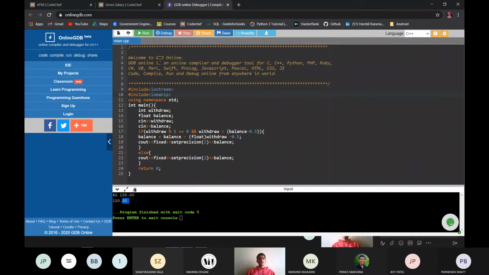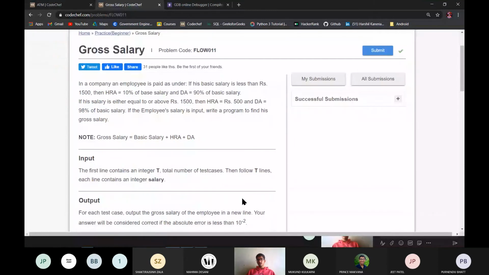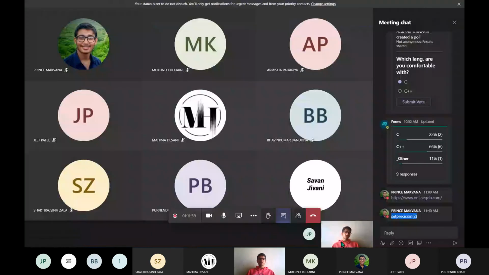Here the second problem is: in a company an employee is paid as under. If his basic salary is less than 1500, then HRA is 10% and DA is 90%. And if the salary is equal to or above 1500, then HRA is 500 rupees fixed and DA is 90% of his basic salary. Now, can anyone tell which method is used for it? How can we solve this problem? You can raise your hand.